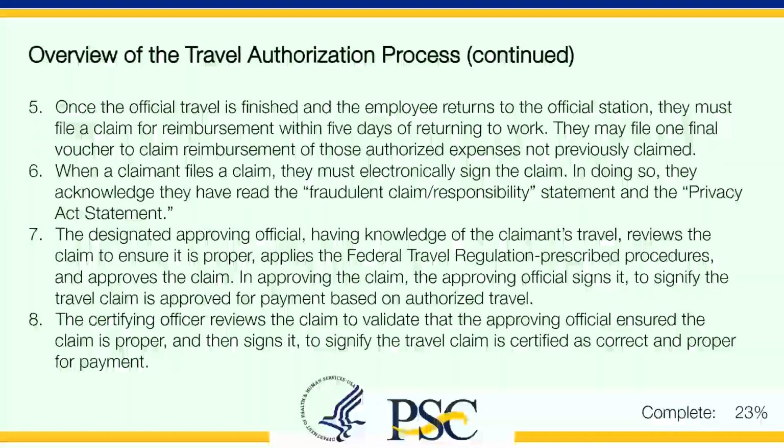Step 7. The designated approving official, having knowledge of the claimant's travel, reviews the claim to ensure it is proper, applies the Federal Travel Regulation prescribed procedures, and approves the claim. In approving the claim, the approving official signs it, to signify the travel claim is approved for payment based on authorized travel. Step 8. The certifying officer reviews the claim to validate that the approving official ensured the claim is proper, and then signs it, to signify that the travel claim is certified as correct and proper for payment.